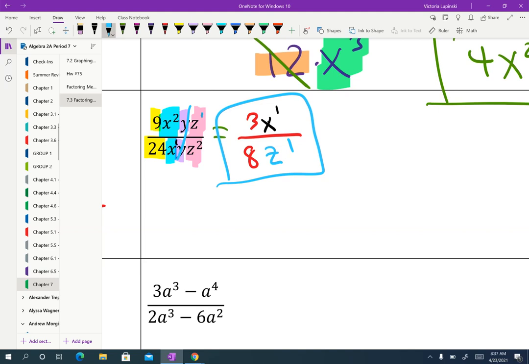In terms of the restrictions, because there's an x on the bottom, because there's a y on the bottom, and because there's a z on the bottom, all of those have to be restrictions. And in this case, none of them can equal 0, because if you put a 0 in for any of them, it's going to turn the entire bottom to 0.